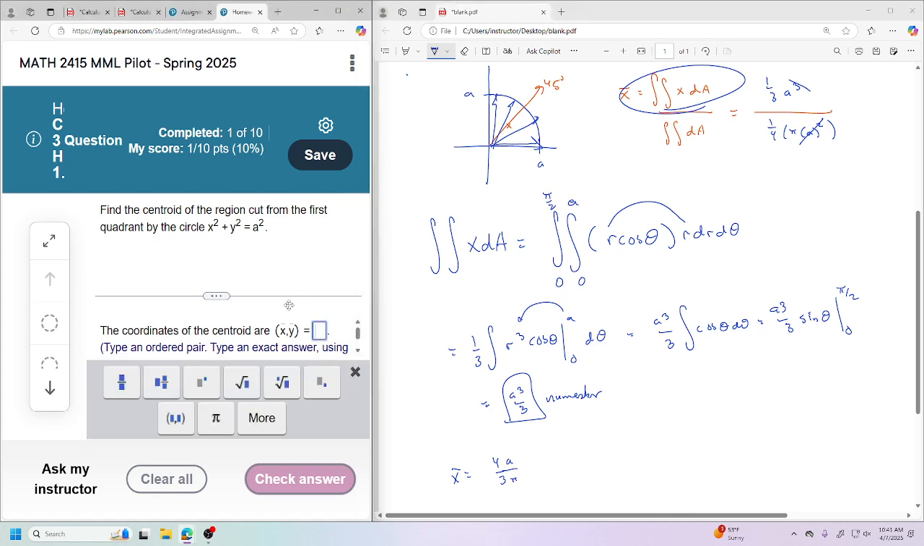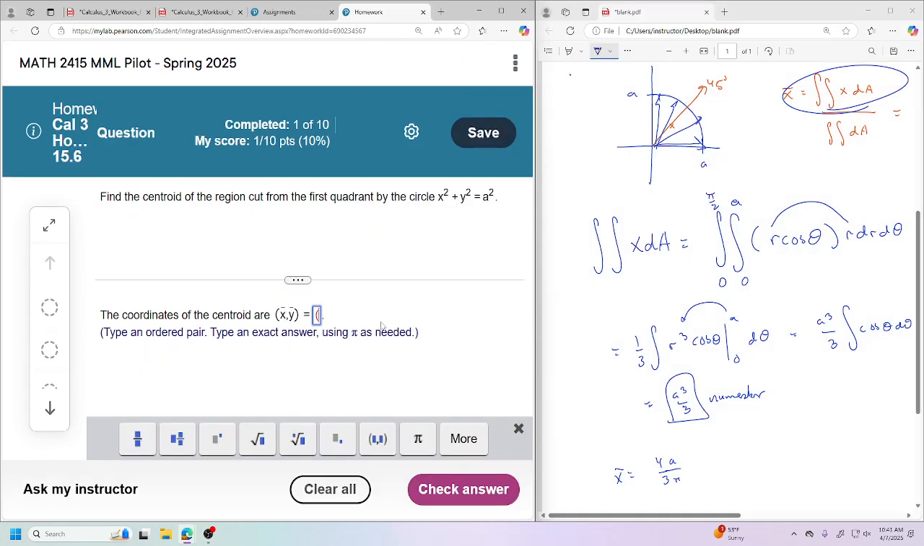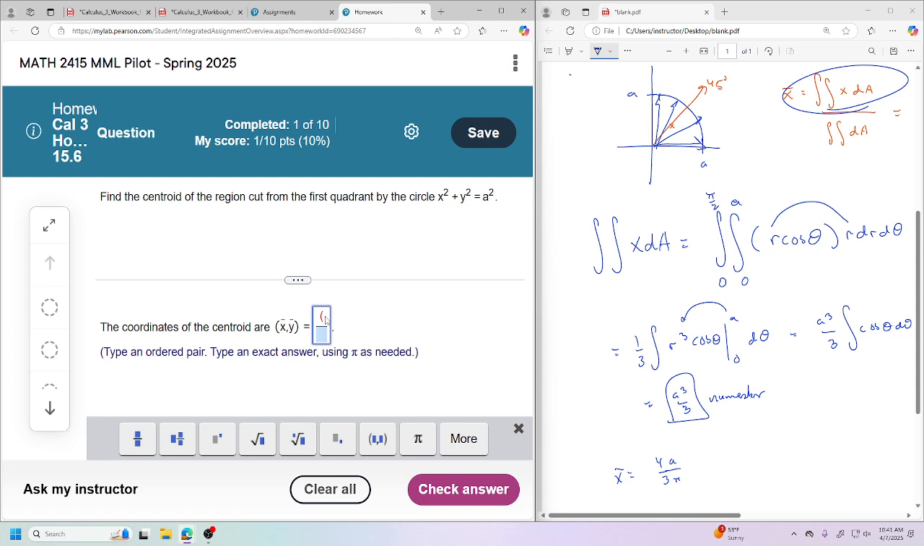And then just duplicate it twice because x and y should be the same. So 4 parentheses. Okay, hold on. Yes. 4a over 3 pi.